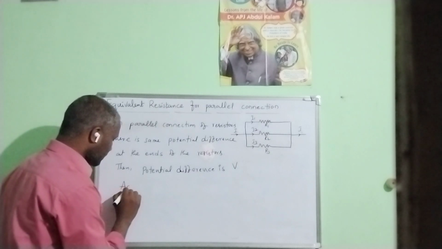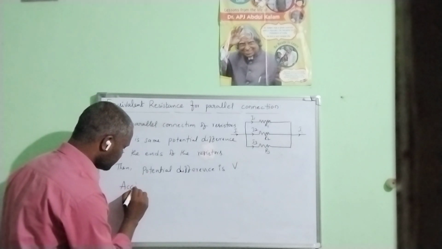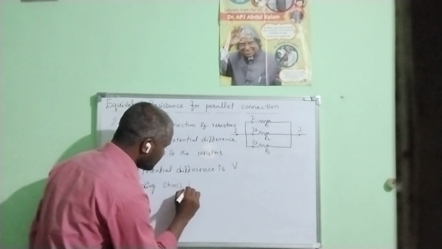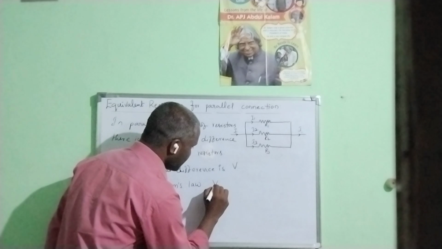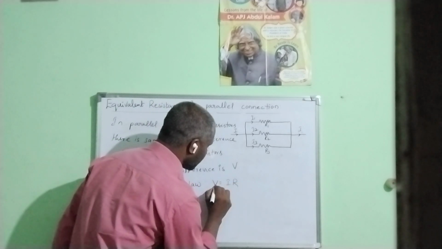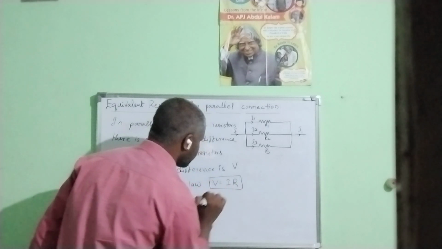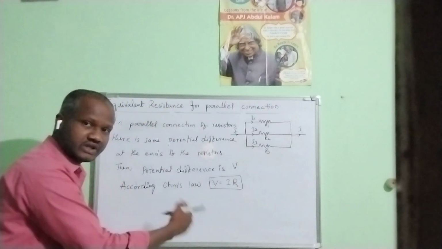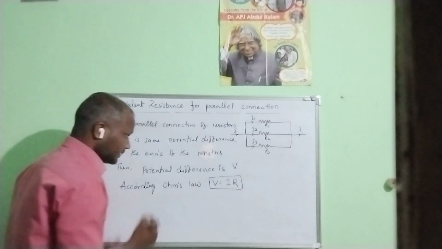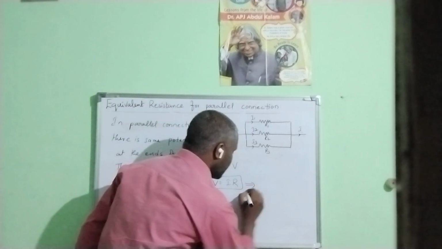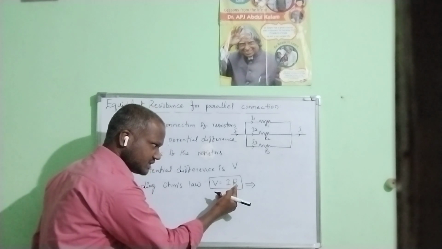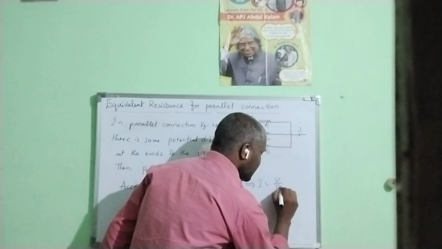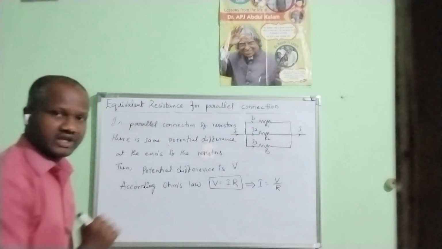And we all know, according to Ohm's law, V is equal to I R. This is the Ohm's law formula, a direct formula. From this formula we have to derive that here I is multiplying, so if we send this resistance to the other side it will divide. So I is equal to V by R. In this way we can write.